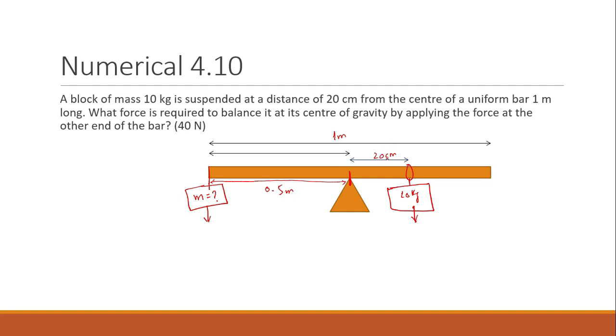Convert this length into meters. It is equal to 0.2 meter. 20 centimeters divided by 100 will equal 0.2 meter. Now by applying the principle of moments, clockwise moments should be equal to anti-clockwise moments.